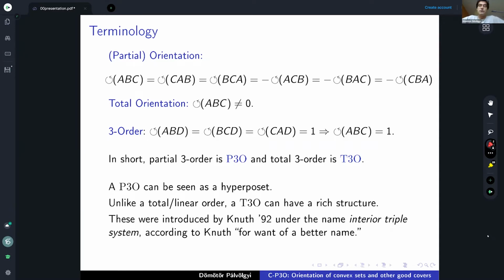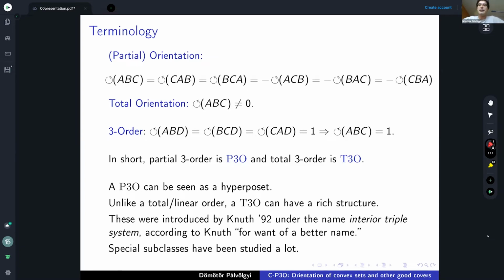So these notions were introduced by Knuth in '92 under the name interior triple systems, the T3Os. And he said that he wanted a better name. So we came up with a better name because we like this T3O a lot more, especially because we will look at many, many subclasses and we can't always say interior triple system. That's too long a thing. And this also highlights the similarity to posets.